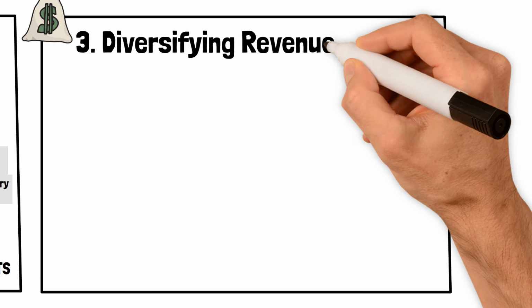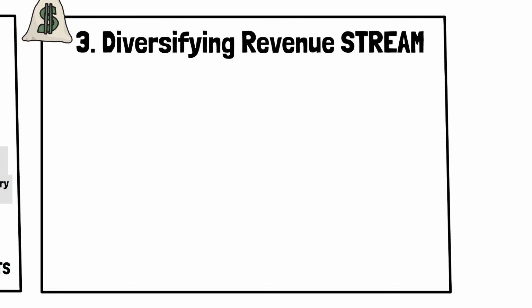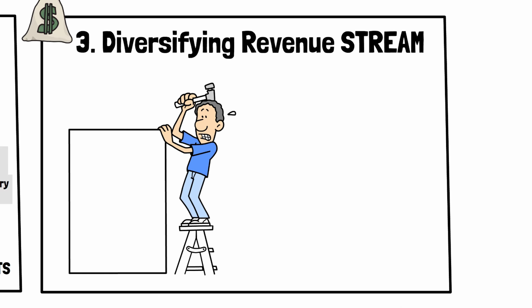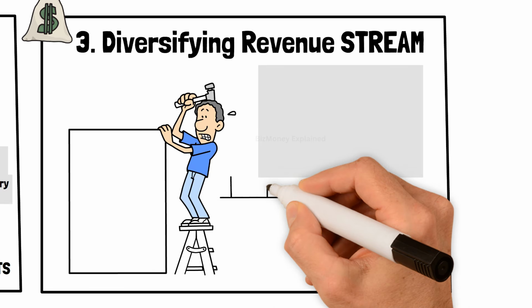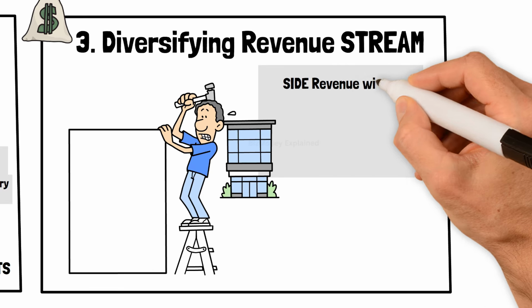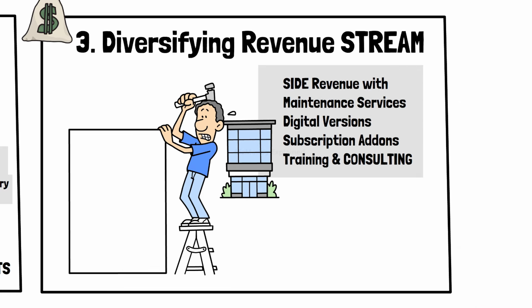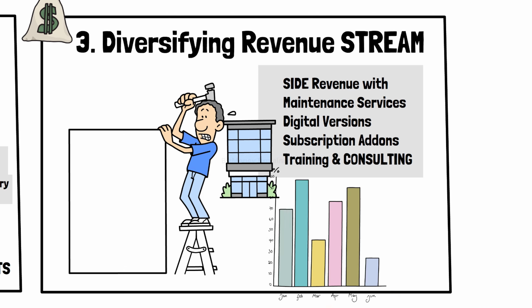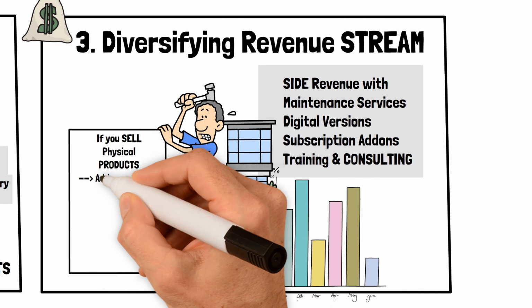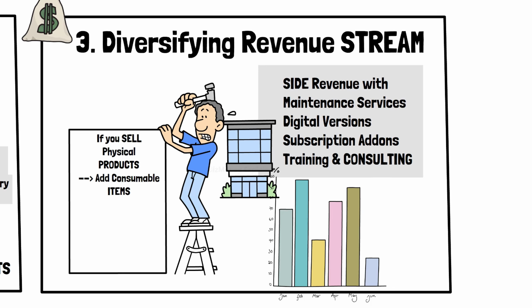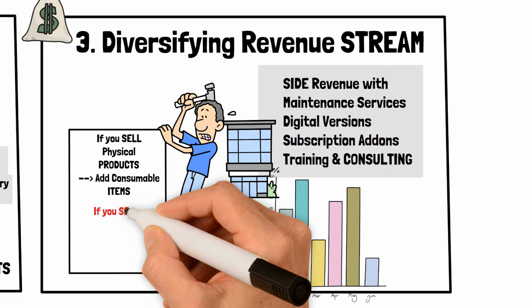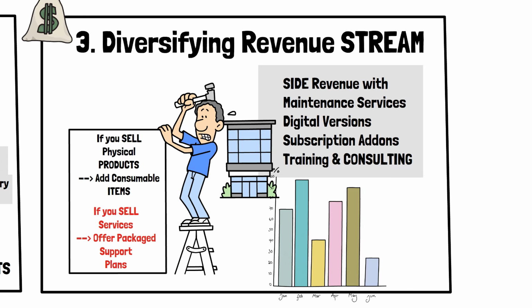The third strategy is diversifying revenue streams. If your entire business depends on one product or one type of customer, a recession can destroy your cash flow in weeks. Smart companies build side revenue, such as maintenance services, digital versions of their product, subscription add-ons, or training and consulting. Even small revenue sources help stabilize cash during slow months. If you sell physical products, consider adding consumable items that need regular replenishment. If you sell services, offer packaged support plans or retainer contracts that bring predictable monthly income.